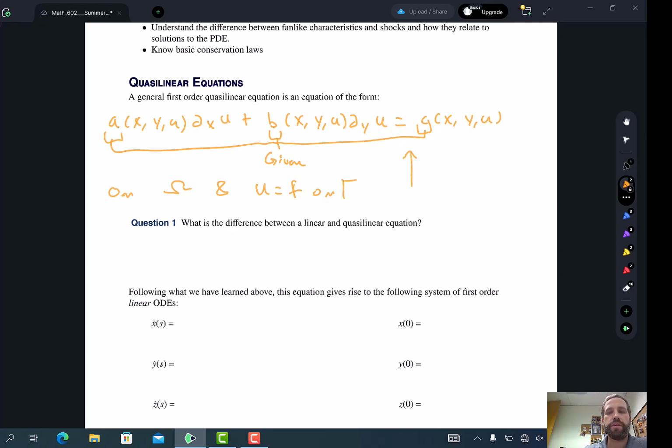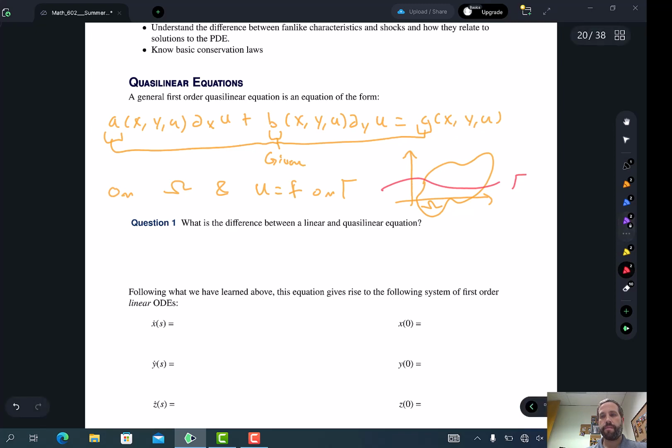So for example, if this is like xy, this is omega, and then maybe this is gamma. So we know what u is on that curve there, and from that information and the PDE, we want to try to figure out what the solution is on all of omega.